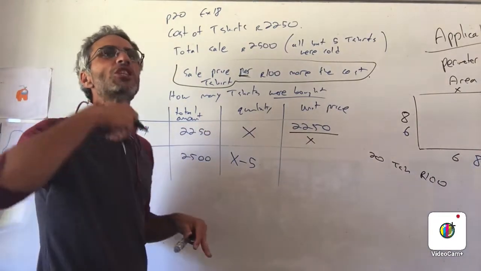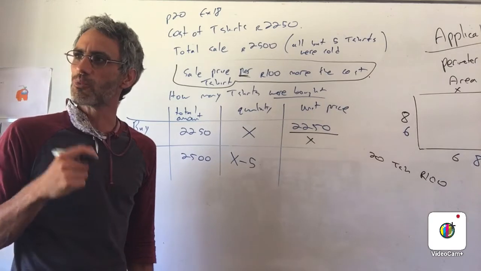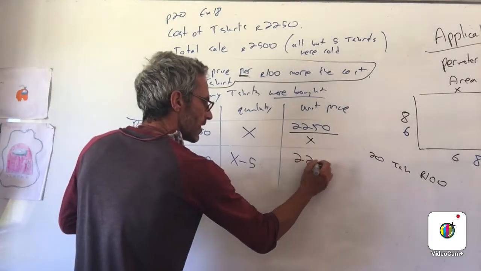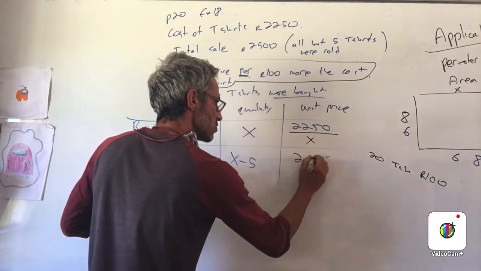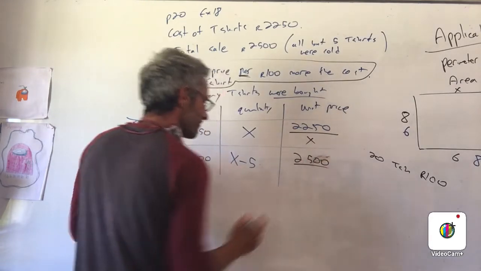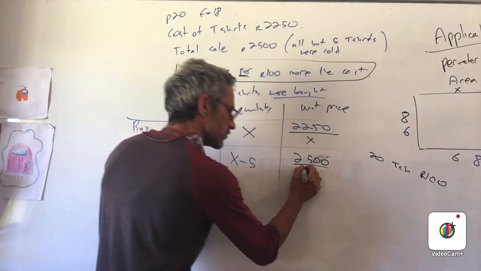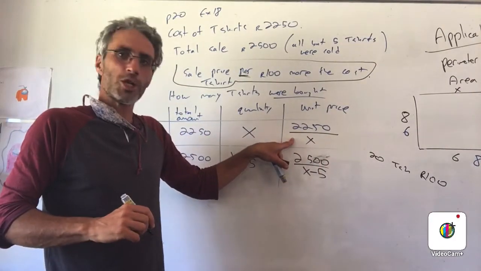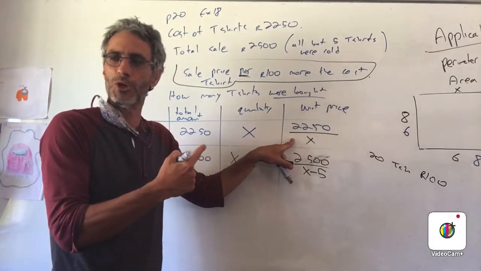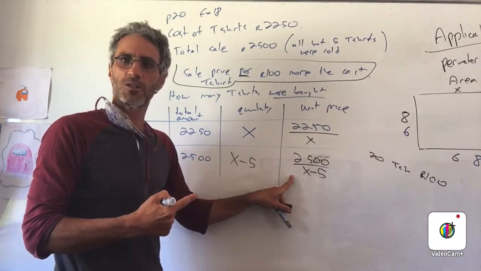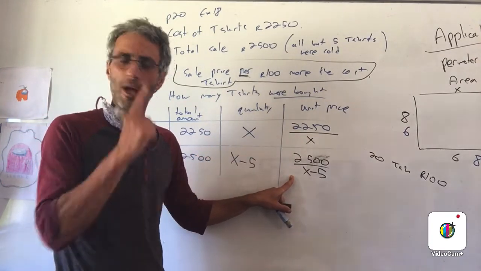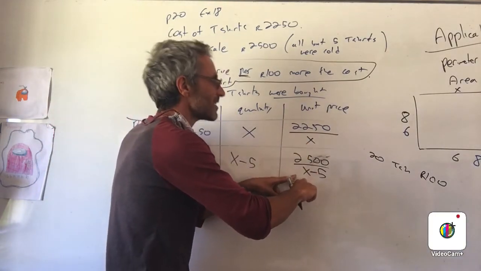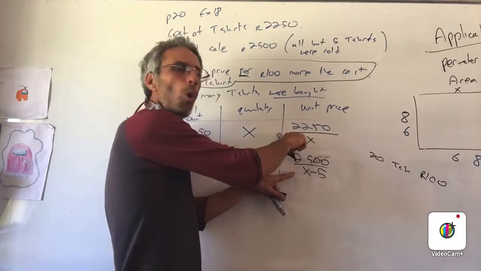How much did she sell each t-shirt? What was the sale price per t-shirt? Well, we take the total amount of money she made, oops, that should be 2,500, and divide by the number of t-shirts she actually sold, which is X minus 5. So that's an expression for the amount she sold each t-shirt. What do I know about this one compared to that one? Like Buzwi said, we know this is 100 rand more.